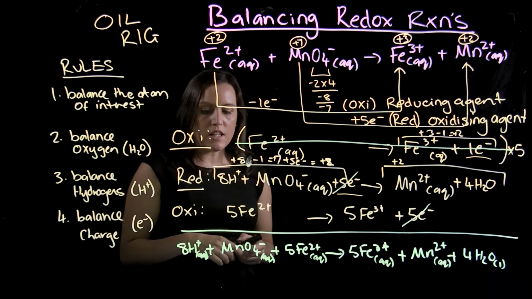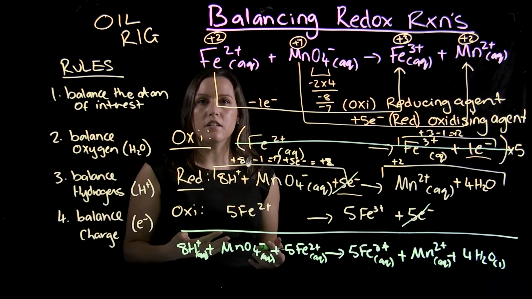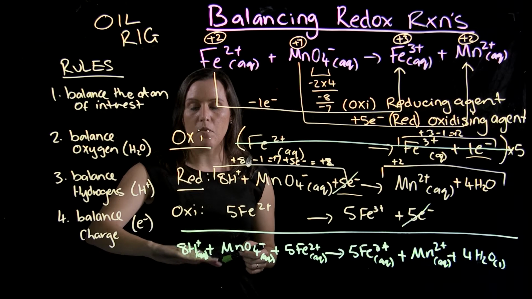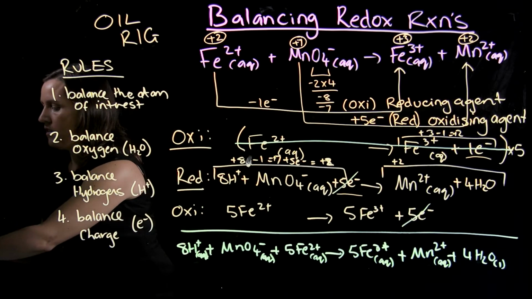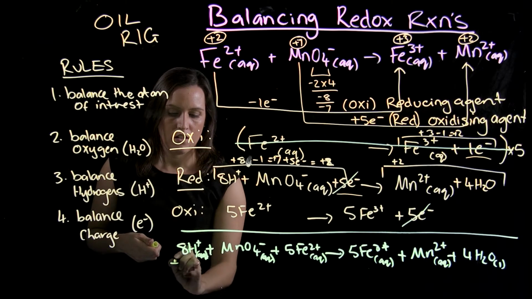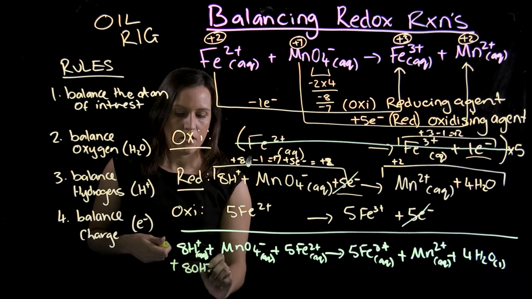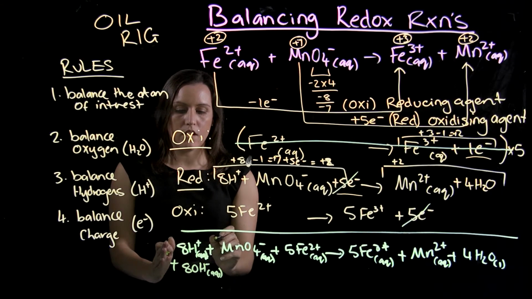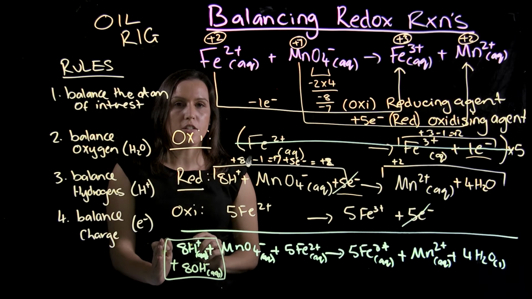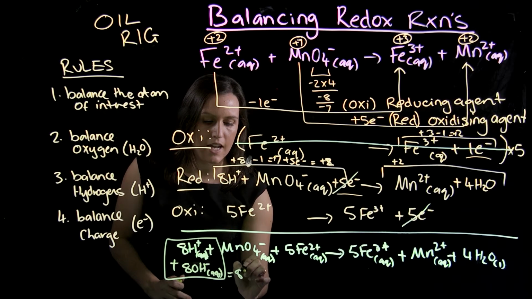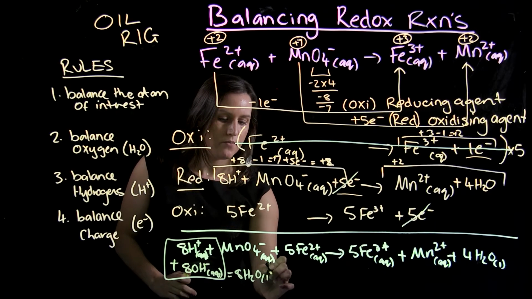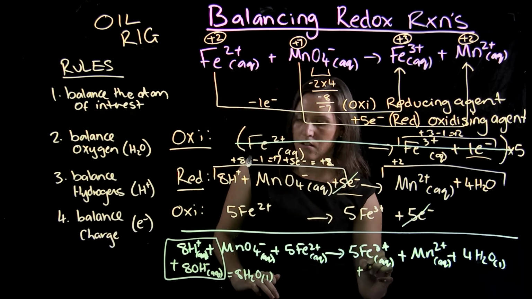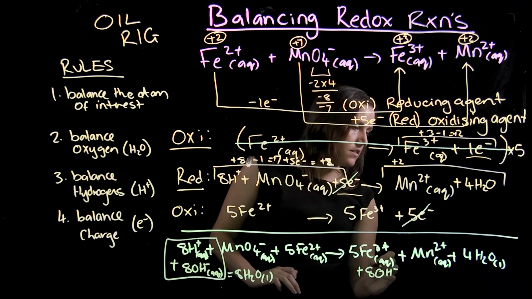So the only extra step that you would have is if this is under basic conditions. So if this is under basic conditions, you find your H plus and you add the same amount of OH minus to cancel that out. So I'll do that in a different colour. Okay, so it's not a majorly different colour. But okay, so here, H plus OH minus makes water. So that equals 8H2O liquid. And whatever I do to one side, I need to do to the other side. So I need to add 8OH minus to the other side.